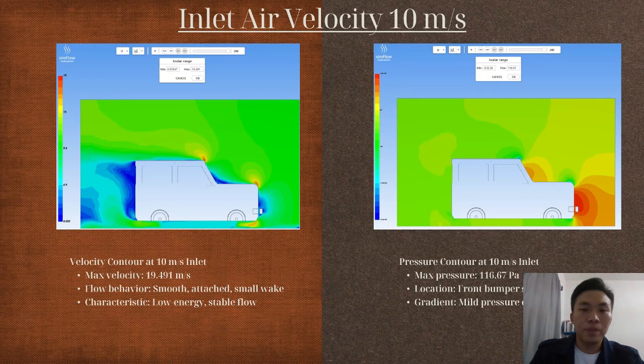On my left side is the velocity contour at the inlet air speed of 10 meters per second. It shows smooth and attached airflow around the car body, and the maximum velocity is 19.491 meters per second, located off the road. The acceleration region is relatively small and wake turbulence behind the vehicle is minimal, reflecting stable and low energy flow conditions. On the right side is the pressure contour.